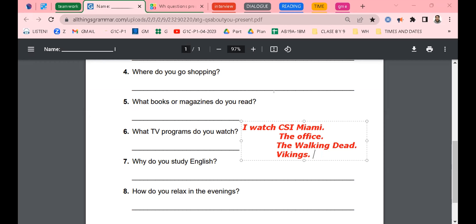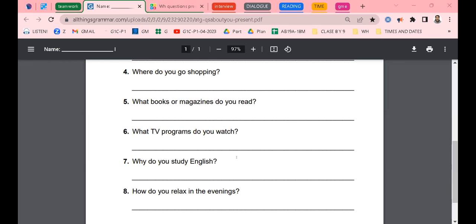Okay, so now I know a little bit more about you. Okay, important question. Why do you study English? Why do you study English, guys? Tell me. I study English because I want to travel. Because I want to visit USA. Ah, okay. I want to visit USA.